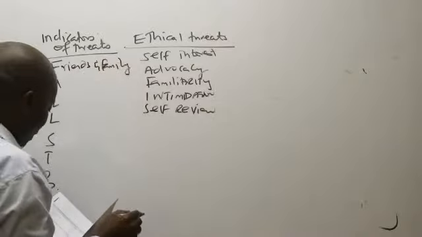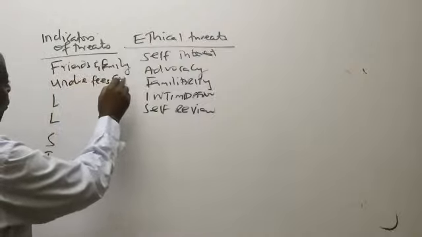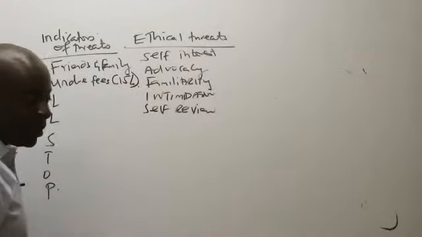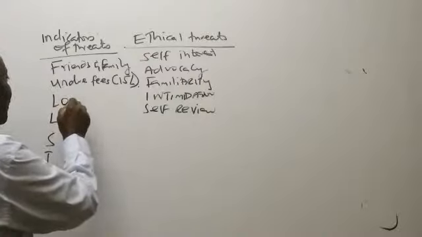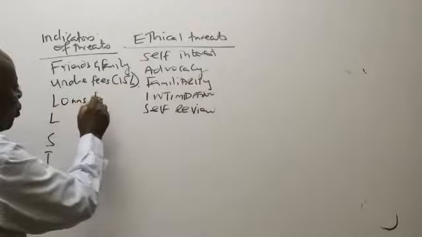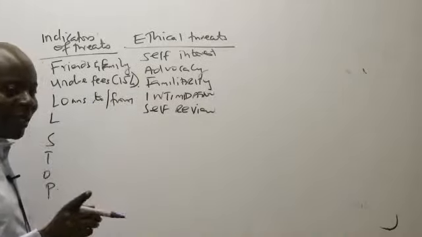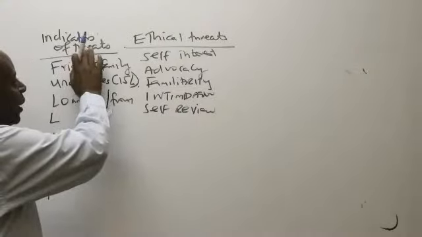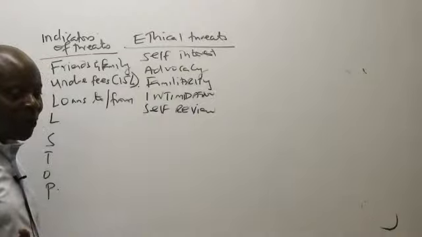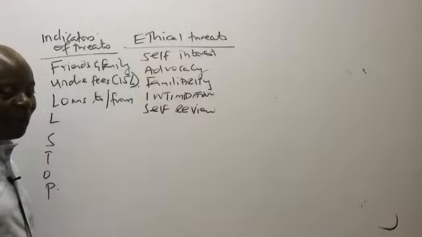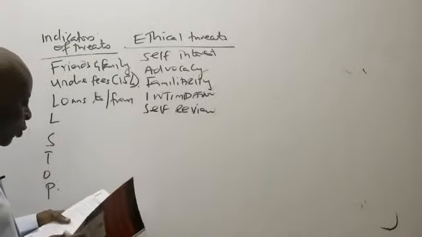We have undue fees. The concept of what here? 15%, if you can remember, the concept of 15%. So we have loans. Once you receive a loan from that particular client, that is quite a big indicator of what here? A threat. Because the client has given you a loan of say 5 million. Will you be able to give him a bad opinion? He'll call back his facility. So it's important for you to know that.